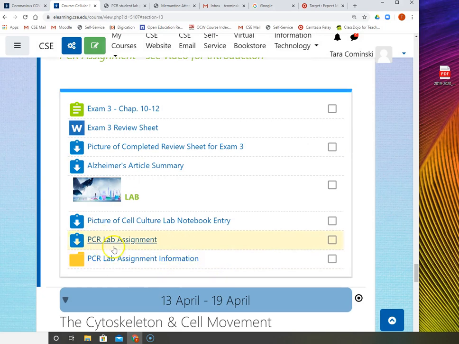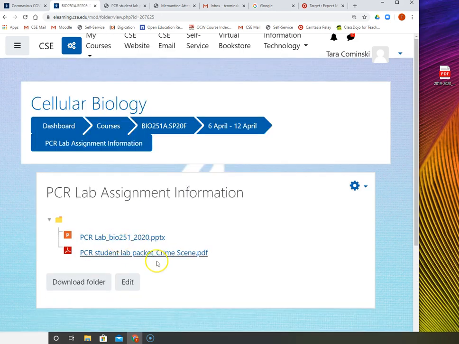And then the actual assignment is here. So the PCR lab assignment, again, is to read those certain pages and answer those questions. The lab packet is in here. That PowerPoint that I just showed you is in here as well. If I click on it, you can see that here.